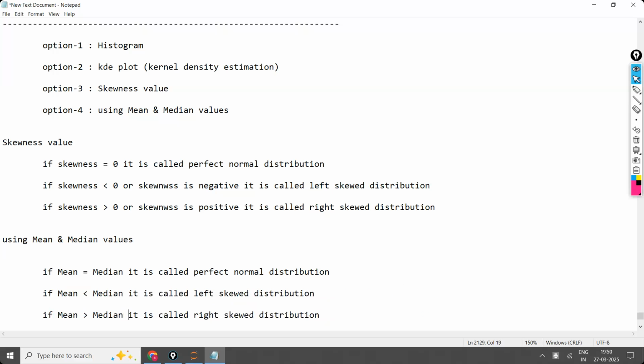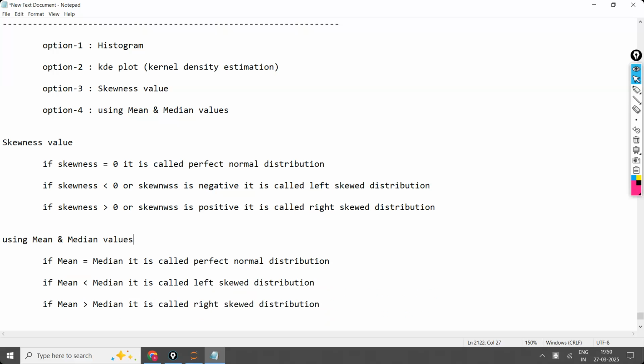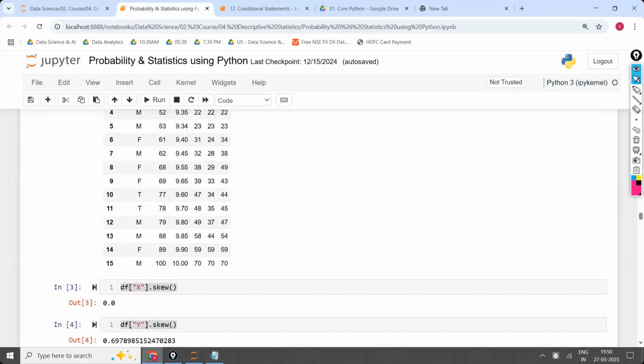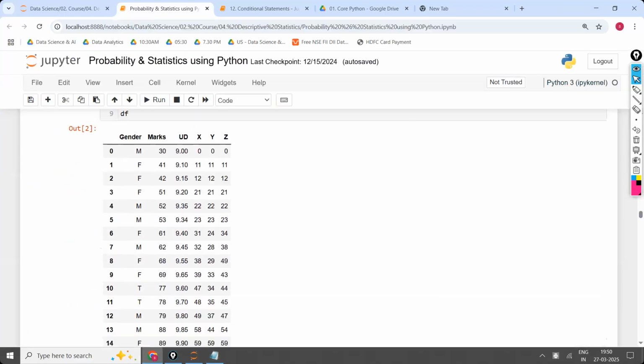Okay. Now, using the mean and median also we can say like this. How, sir? That we'll discuss one by one. I'll show you. First, let's start here. Let's take one column. Here total 3 columns are there. Let us take one column, and for one column, let us apply all 4 options, each and everything.